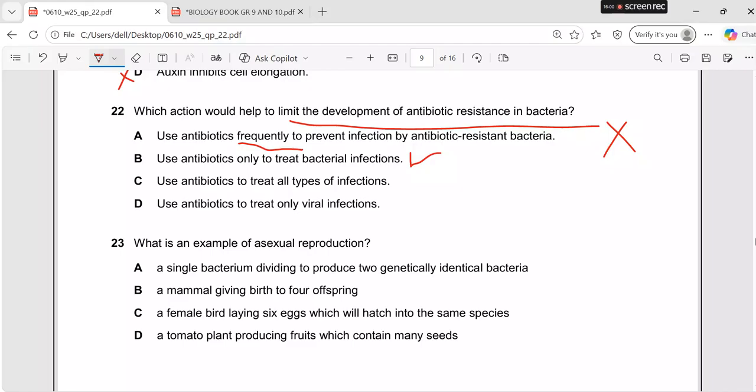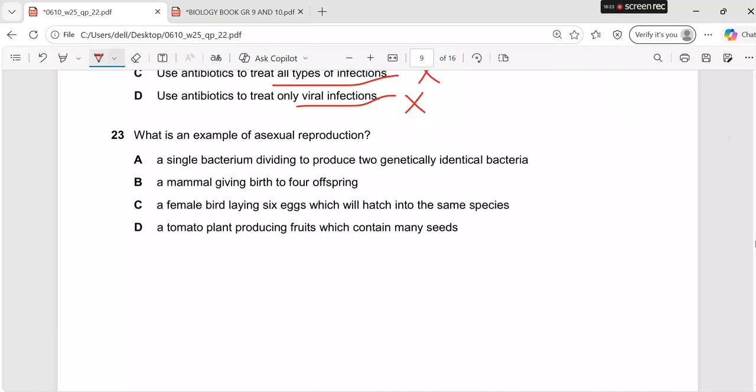But C and D, we have to rule out. Use antibiotics to treat all types of infections. I don't think so. And you also don't think so. No. Use antibiotics to treat only viral infections. Not at all. It's not for viruses. No. Antibiotics only help in bacterial infections. So done. A kind of straightforward question.